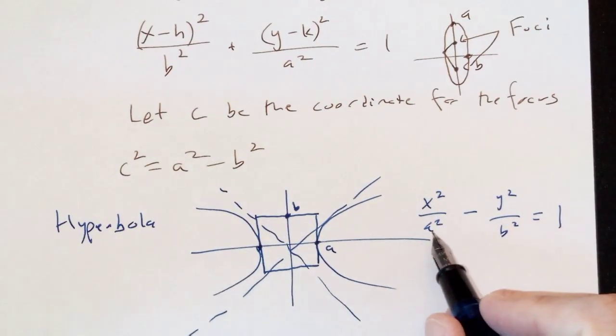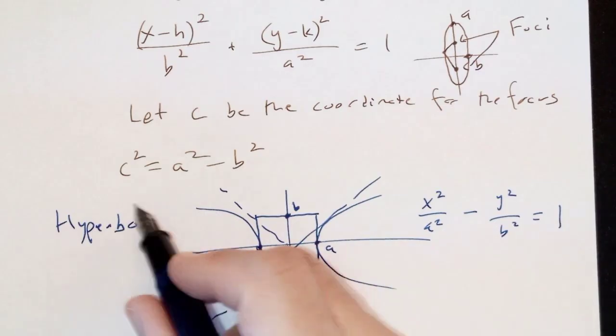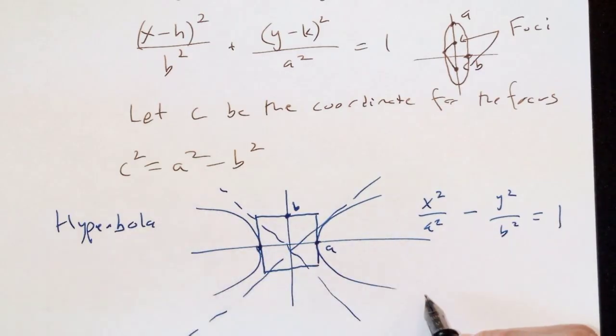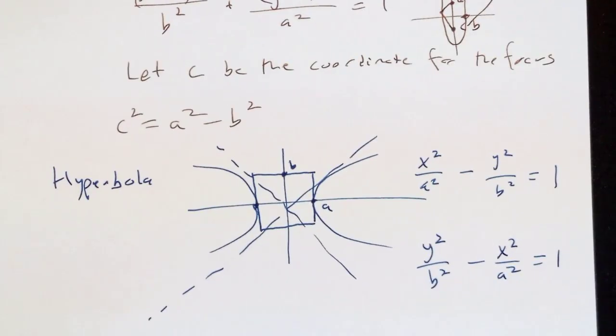Because X has the positive sign, we're going in the X direction. If I had this equation, that one would be going vertically. Oh, that's a horrible looking piece.